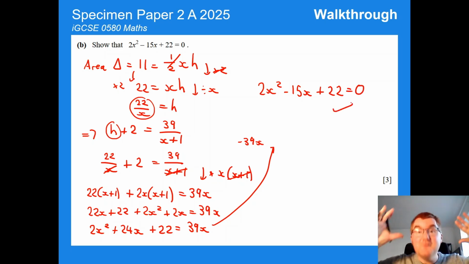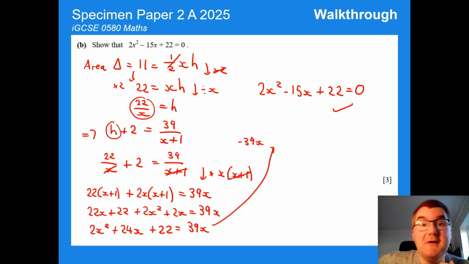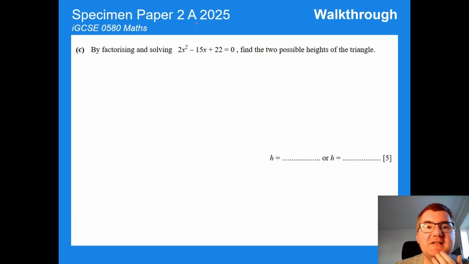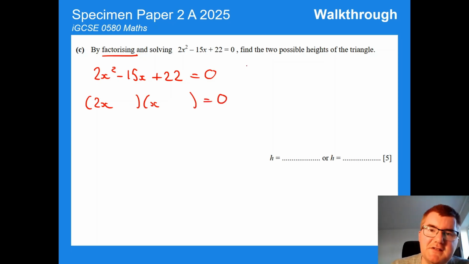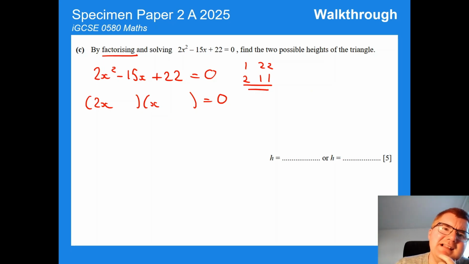It's one of those lovely questions where you know you've got the right answer and got all 3 marks on that. Now, once you have this quadratic, they want you to factorize and then solve to find the 2 possible heights of the triangle. This is a more difficult one to actually go and factorize. I like this kind of quick way of doing it rather than splitting the term, which you can also do, of course. I know to start with I need 2x and x in my brackets. And 22, there's not many factors. You've got 1 and 22, and you've got 2 and 11, and that's it. So my first thought is using 2 and 11, because generally this number is less than 22, so I'm going to go with the numbers that are slightly closer to each other.